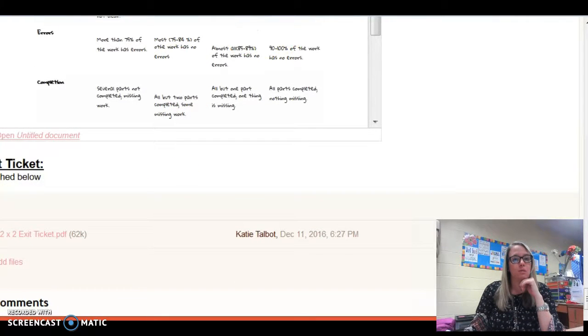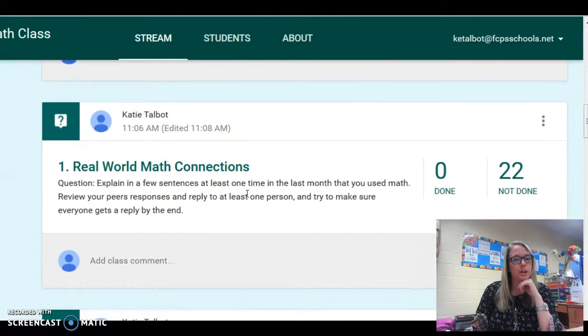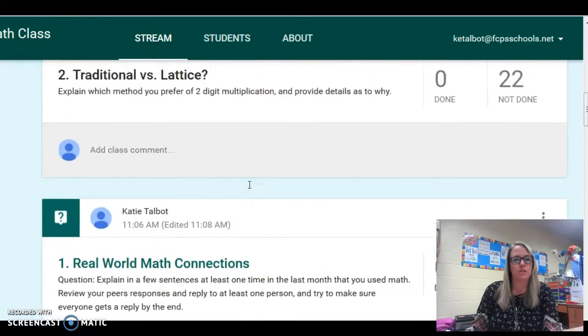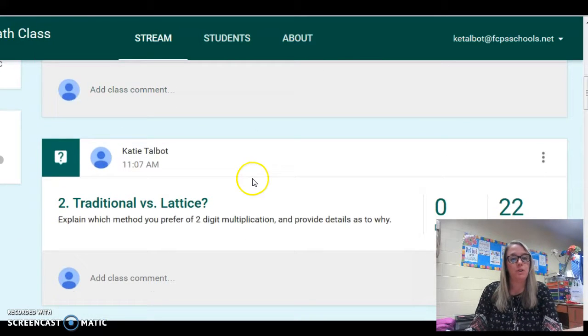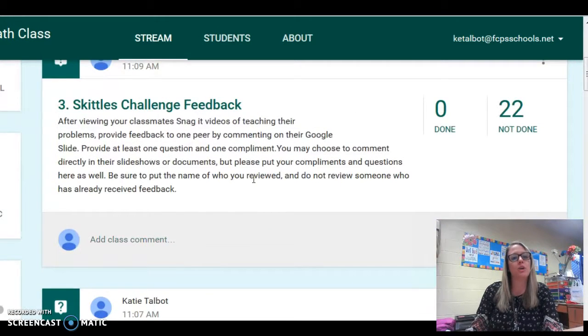Finally, at the end, the way that we're going to assess is there's 3 discussion board questions. The first one is, what real-world math connections have you made in the last month? And the directions are there. Then I would like to know if you prefer traditional or lattice multiplication. And lastly, you're going to view your classmates' Skittles challenge, and you're going to provide them some feedback. And I want you to provide them 1 compliment and 1 question at least, and the directions are in there as well.